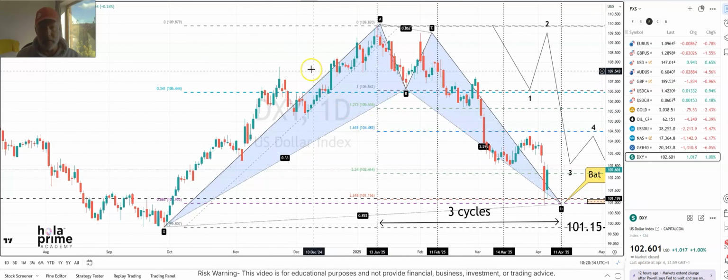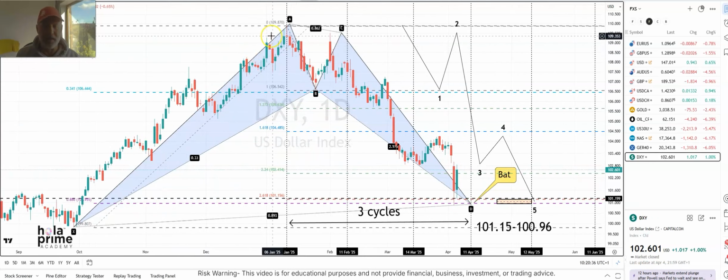DXY daily. Okay, so we've seen this very aggressive move to the downside, but we've hit this confluence zone. The confluence zone is between 101.15, which is a 261.8% extension level of this leg, this AB leg, and then we've got 100.96, which is an 88.6% pullback level. That has formed what's known as a bat formation. Okay, it's a bullish formation.